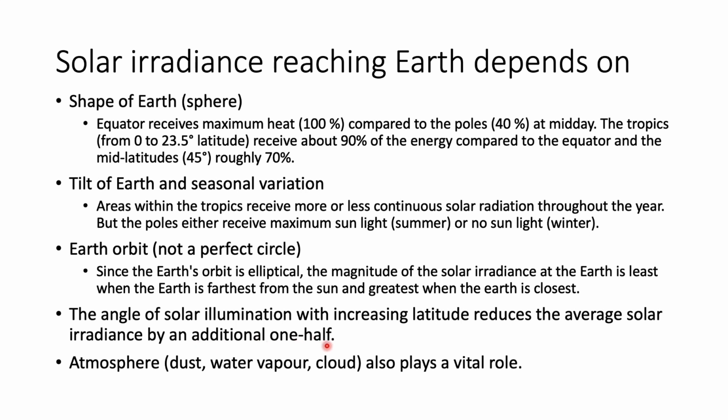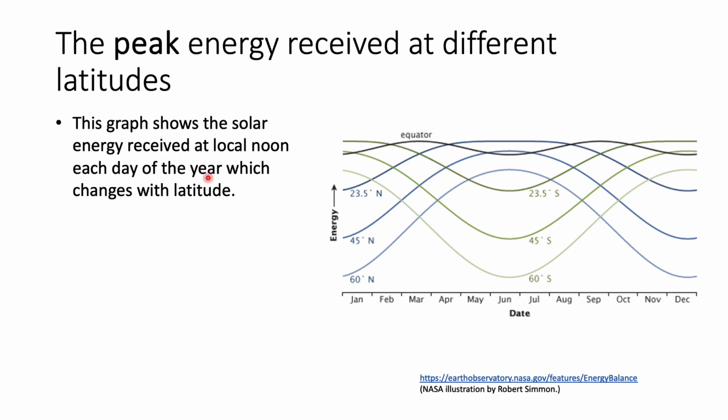So these are all the factors which affect it, and of course the atmosphere, which has dust, water vapors, clouds, etc., also plays a vital role, because when it is cloudy, not all 100% of the sun rays reach the Earth. So there also we have different amounts of energy received by the Earth. Let us look at the peak energy received at different latitudes.